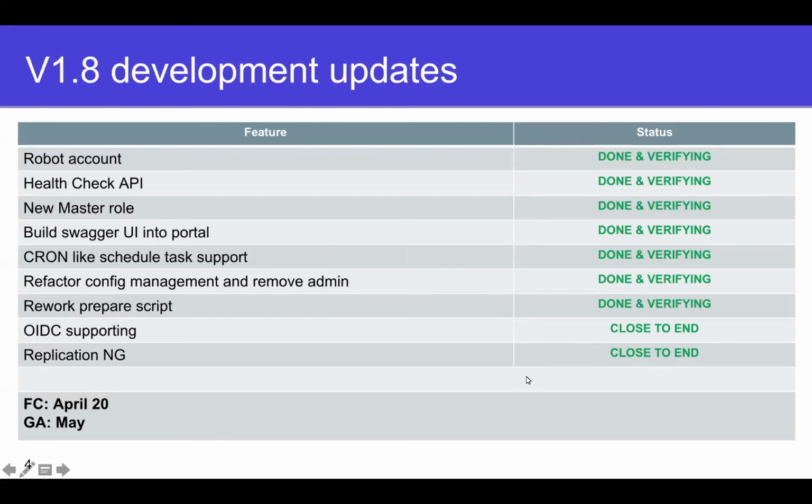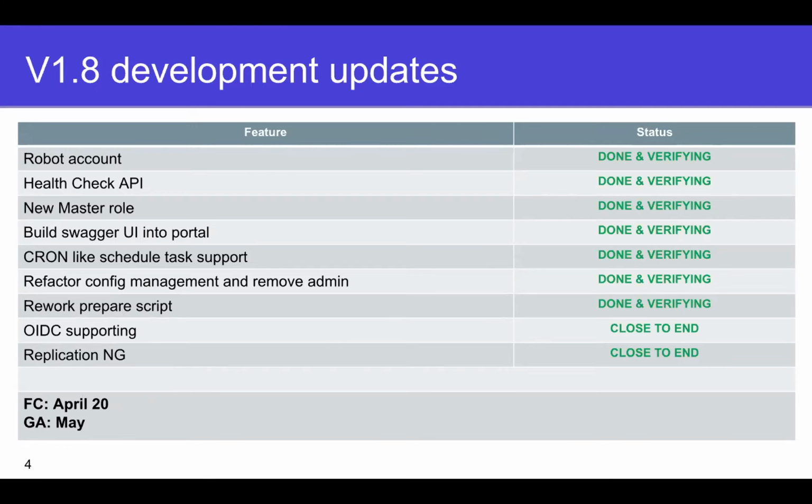So for 1.8, the overall code freeze date is April 20. The GA date is May, probably near the middle of May. The concrete date is not settled yet. Okay, this is the overall progress of the 1.8 development.